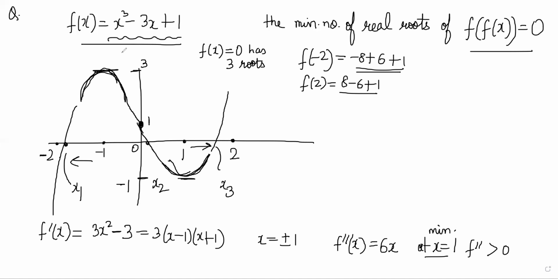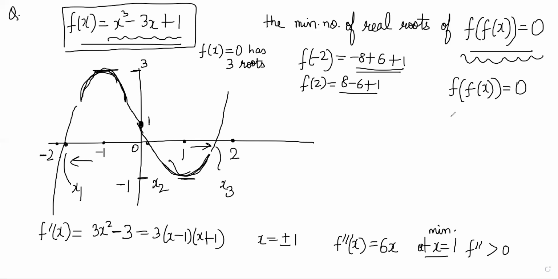So now we know enough about this f of x that we can start thinking about what happens when f of x has to be 0, right? So that means f of x can take only 3 possible values, x1, x2, and x3, right? Right. You understand? Because f of x is 0 only at 3 real values, right? Yes. So f of x must be x1, x2, or x3 here.